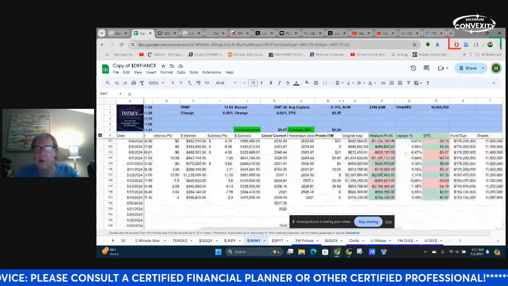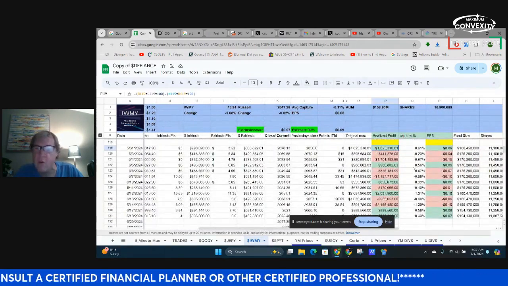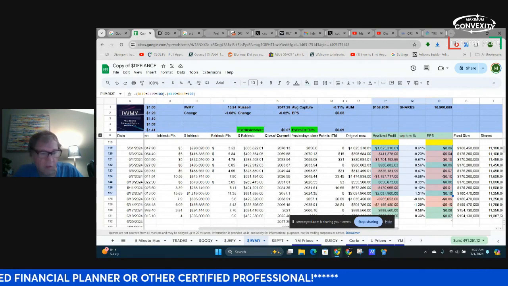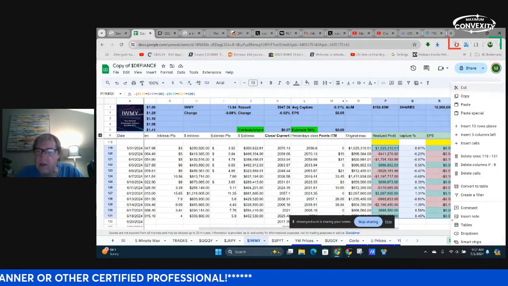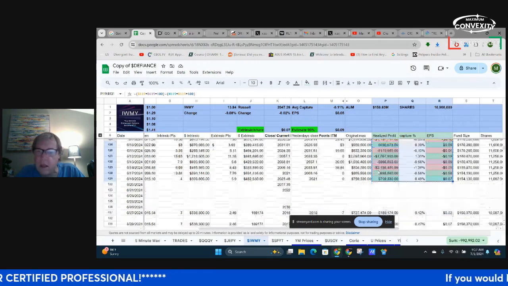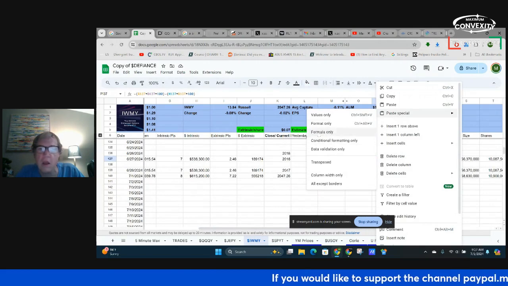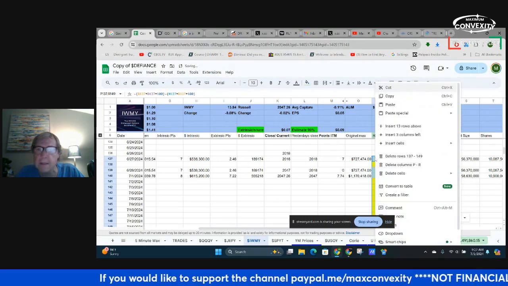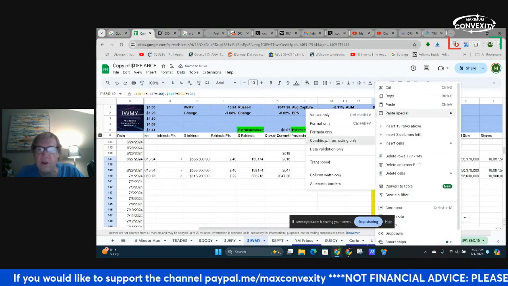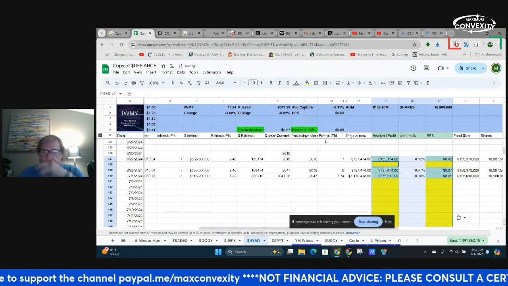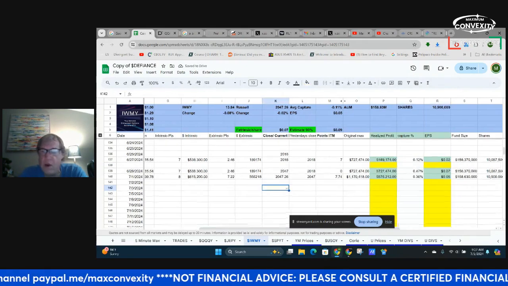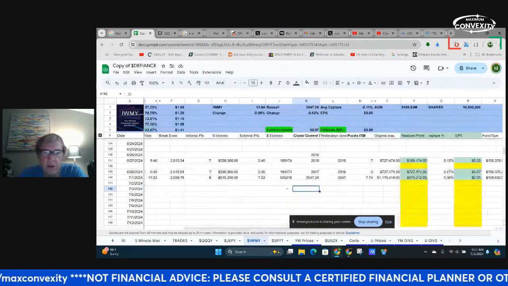See, the colors quit showing up on here. I don't know why this doesn't work for me. I don't get it. Format. Conditional formatting. I don't understand why my spreadsheets have to suck so bad. I just don't get it.